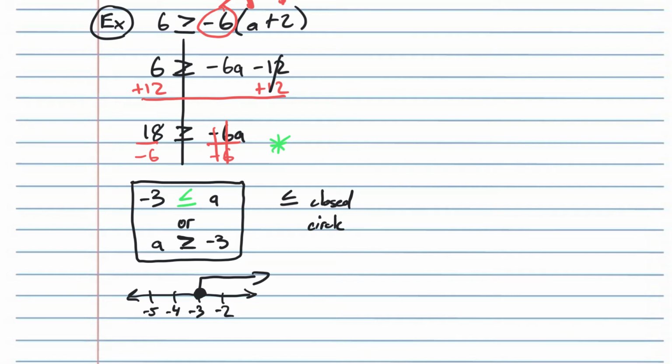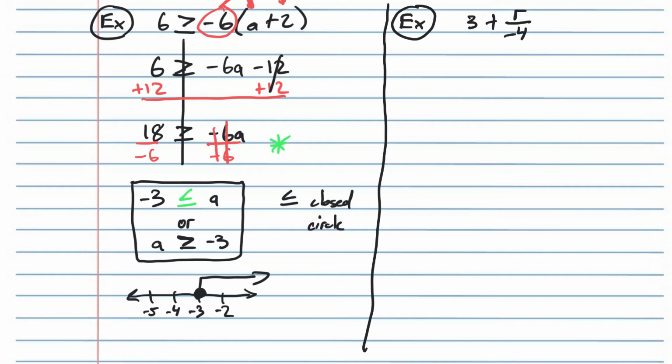Okay. Let's try one more together, and I do want you guys to try two of them on your own. Make sure you guys are ready. Okay, so go ahead and write down 3 plus r divided by negative 4 is less than or equal to 6.